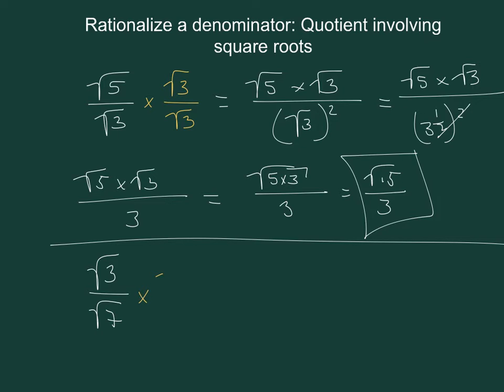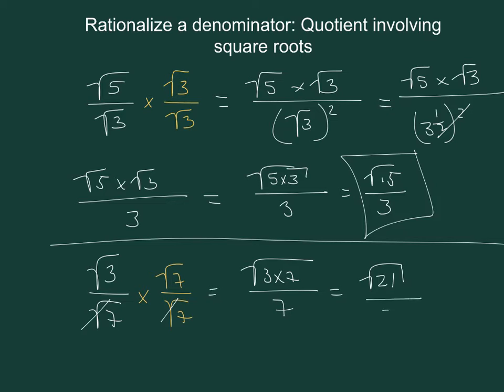Okay, so I'm going to multiply by the square root of 7 over the square root of 7. That is going to give me the square root of 3 times 7 all over 7. Again, remember, these cancel out when I get them both multiplied together. 3 times 7 I know is 21, so this is just the square root of 21 over 7.